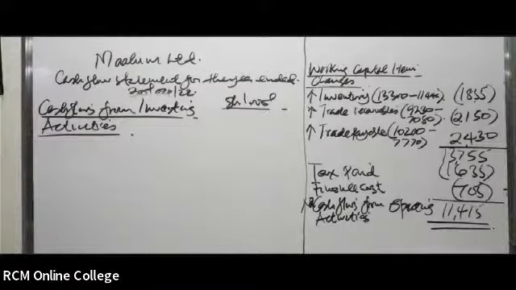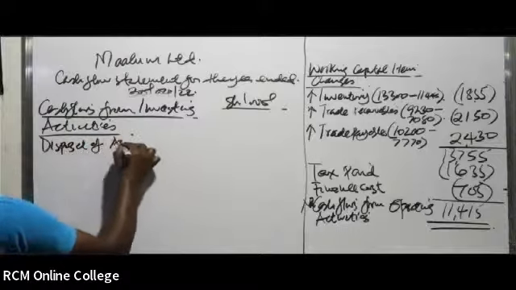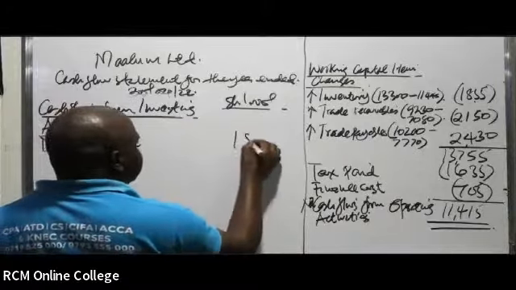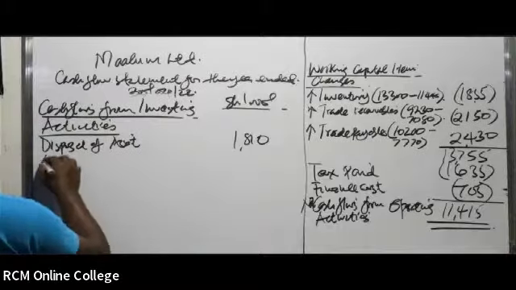From the investing activities, there was a disposal of an asset, which was sold. They got some proceeds from there, which was 1810. Then there was an acquisition of assets.